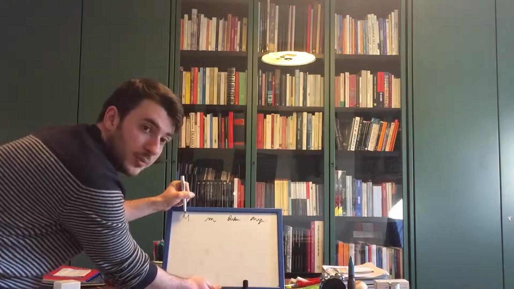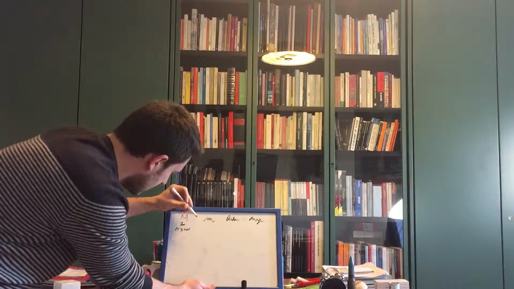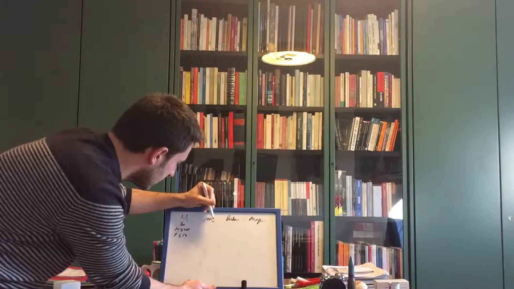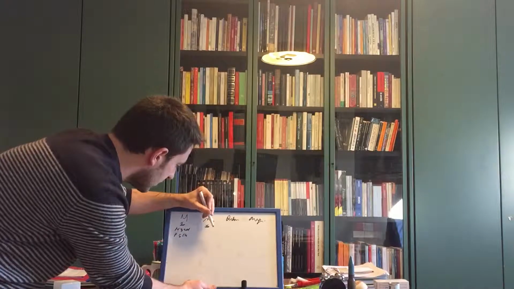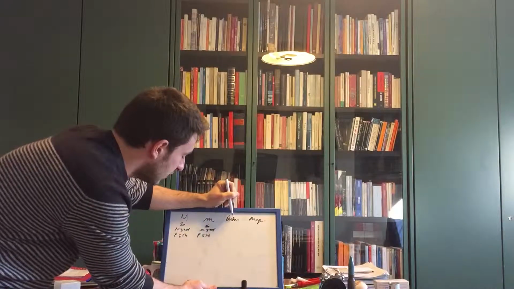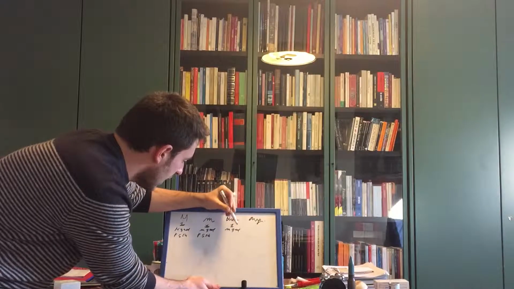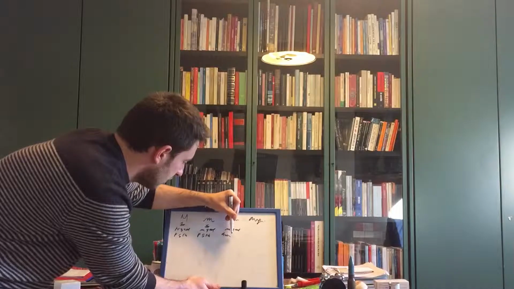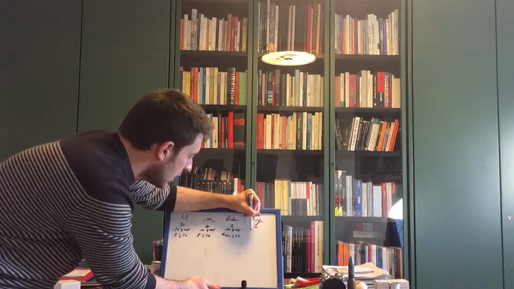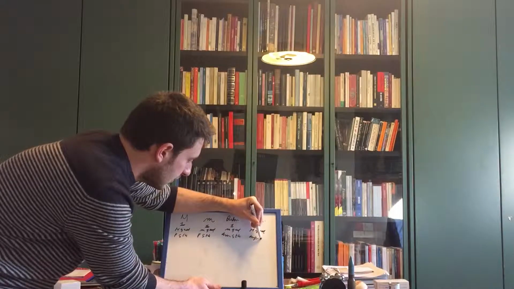Okay, so the major triad is composed by the 1st note, the major third, and the perfect fifth. Then we have the minor triad, which is composed by the 1st note, the minor third, and the perfect fifth. Then we have the diminished triad, which is composed by the 1st note, a minor third, and a diminished fifth. Then we have the augmented triad, which is composed by the 1st note, the major third, and the augmented fifth.